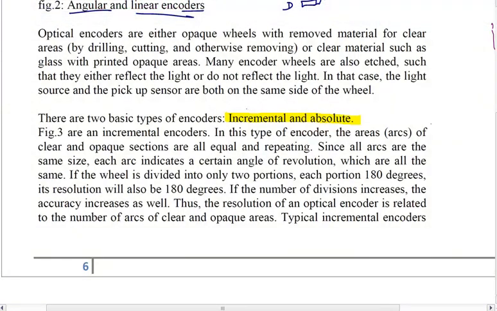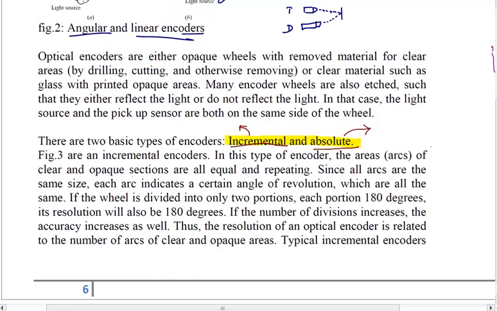See, the difference is basically that in an incremental encoder you will never know directly what is the movement or displacement that has happened. Whereas in absolute, you will know exactly what is the displacement that has happened. In incremental, you will have to calculate it to find out. Whereas in absolute, you don't have to do it. How? That we will see.